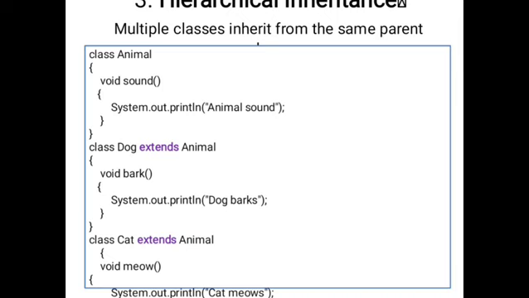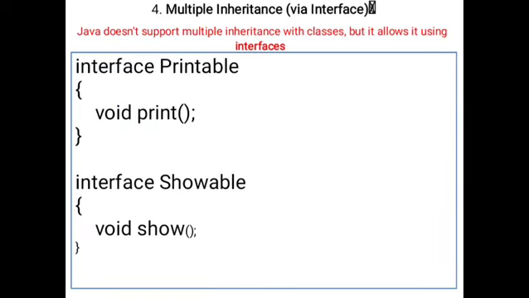The third type is hierarchical inheritance, where multiple classes inherit from the same parent. Class Animal has a void sound method, which prints the animal sound. Class Dog extends Animal, with its bark method. Another is class Cat, which extends Animal. So multiple classes inherit from the same parent class, which is hierarchical inheritance. Multiple inheritance is achieved via interfaces.